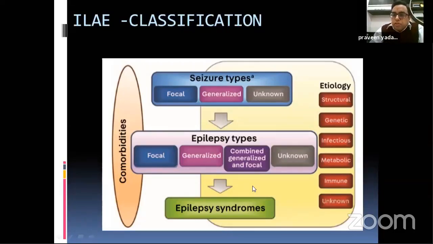Sometimes it may not be possible to find out what epilepsy syndrome the patient is fitting into. So then it is okay, you do not go to the epilepsy syndrome step. After that, this is the new thing which the classification has added. You have to try to find out the etiology of the seizure.